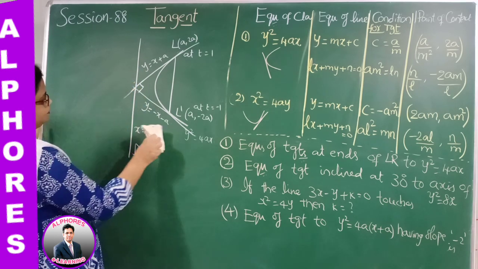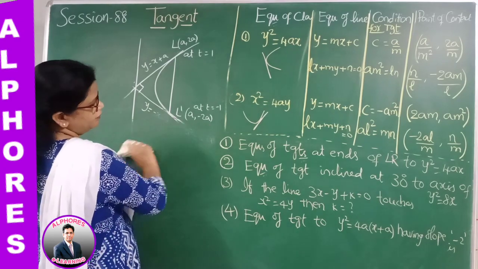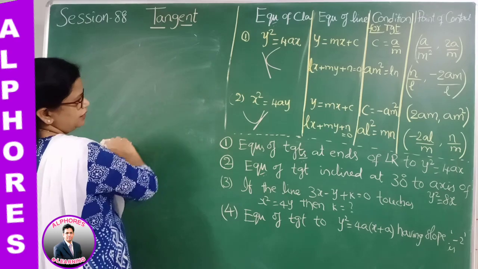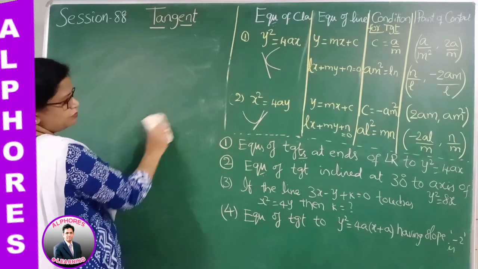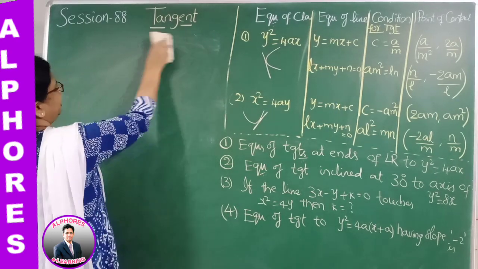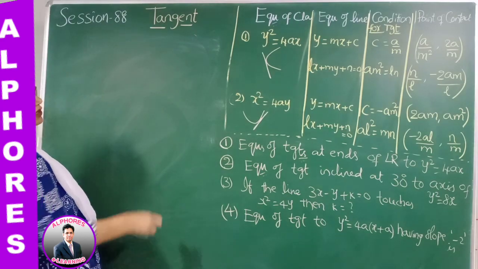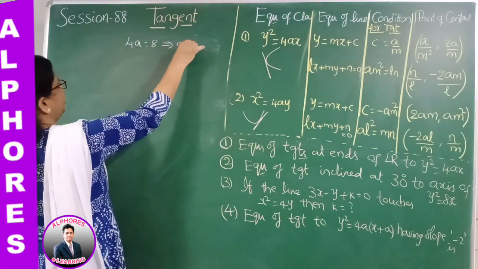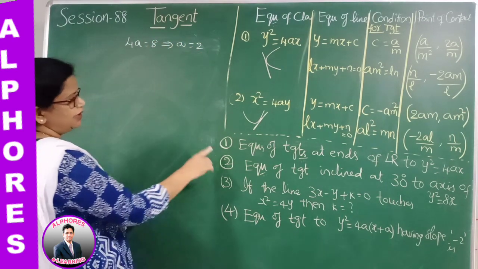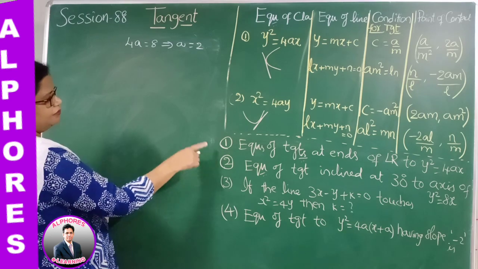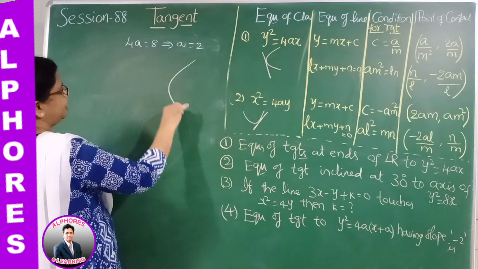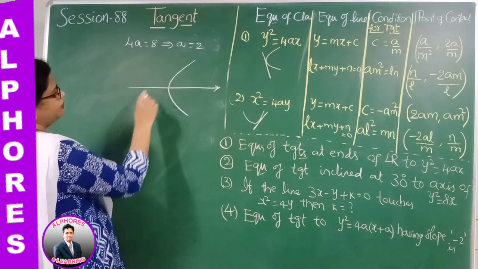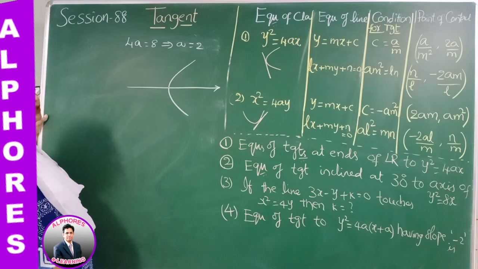Okay, next one. What about the second problem? Find the equation of the tangent inclined at 30 degrees to the axis of the parabola y square equals 8x. So y square is 8x. What is our 4a value here? 4a is 8, which implies a equals 2. And what is theta given to the axis? You know, for this parabola the axis is nothing but the x axis. Therefore here the inclination is given as 30 degrees.